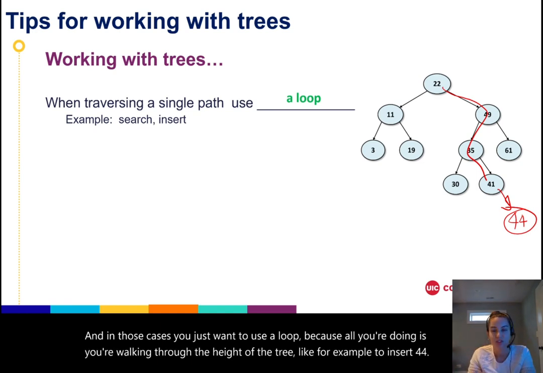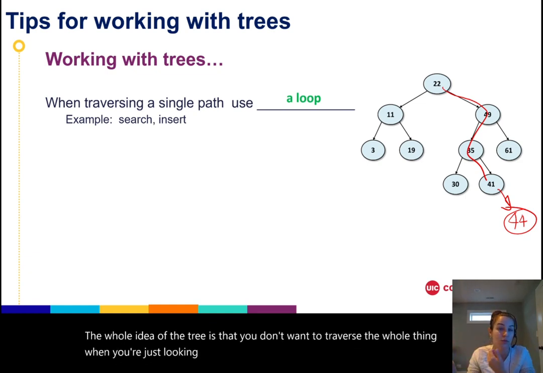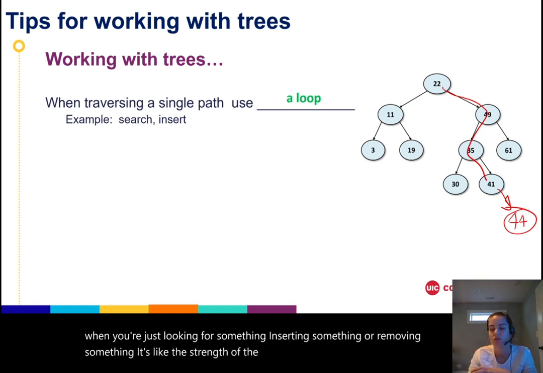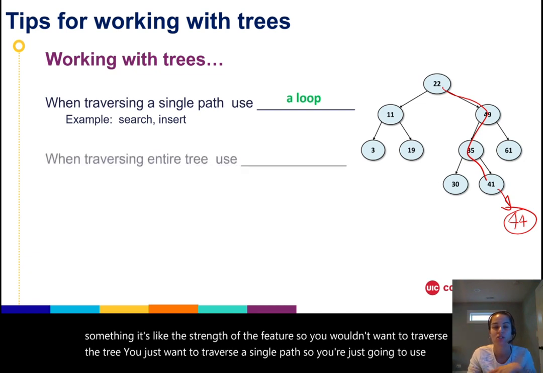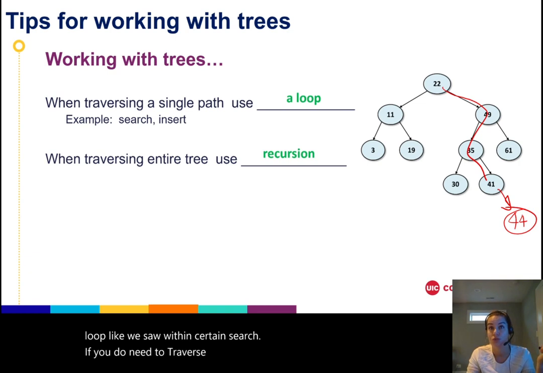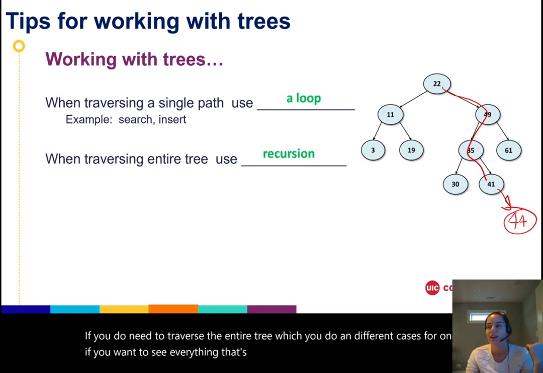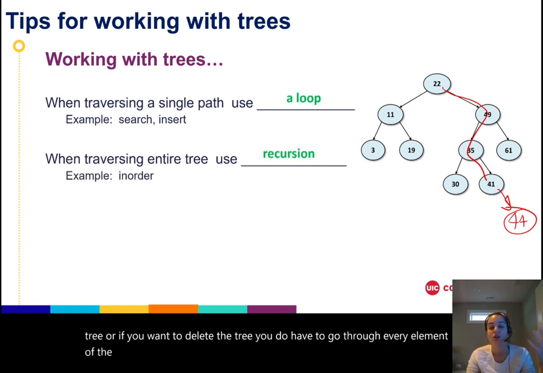The whole idea of the tree is that you don't want to traverse the whole thing when you're just looking for something, inserting something, or removing something. It's like the strength of the feature. So you wouldn't want to traverse the tree, you just want to traverse a single path. So you're just going to use a loop like we saw with insert and search. If you do need to traverse the entire tree, which you do in different cases, for one, if you want to see everything that's in the tree, if you want to make a copy of the tree, or if you want to delete the tree, you do have to go through every element of the tree. And these recursive traversals allow you to do that.